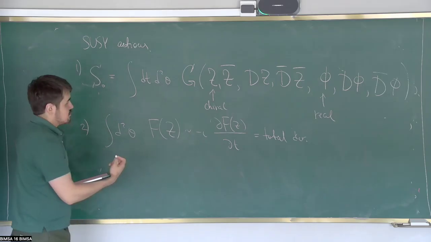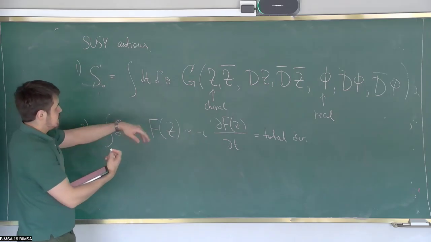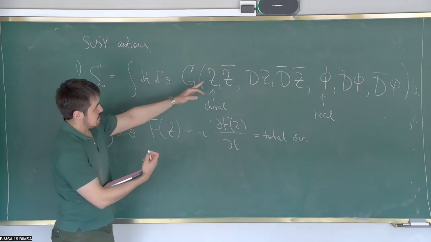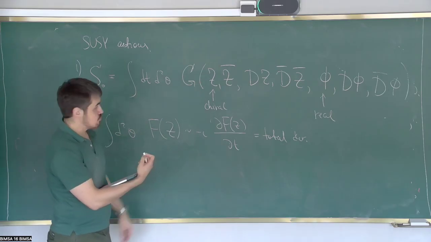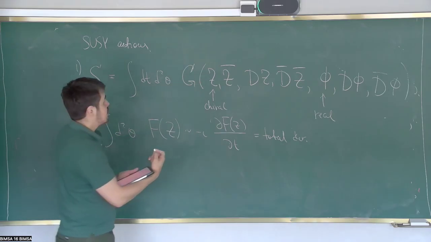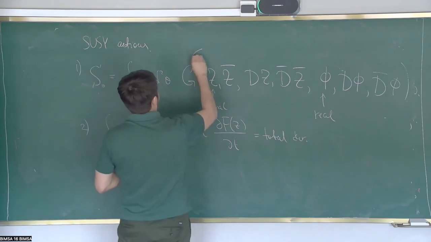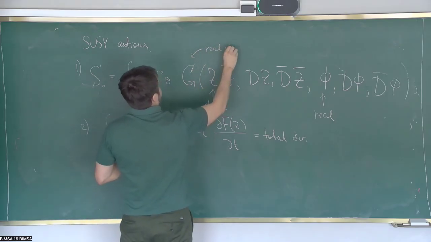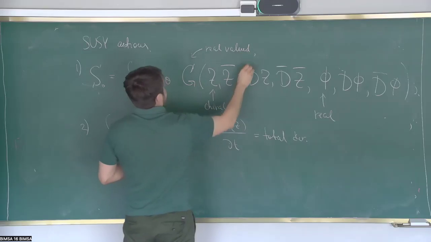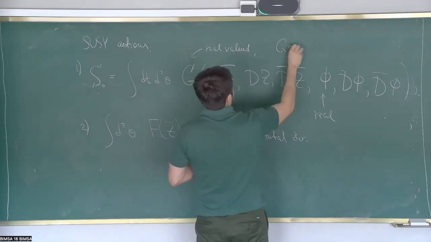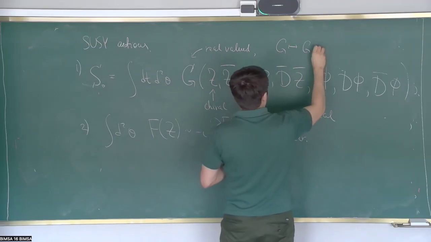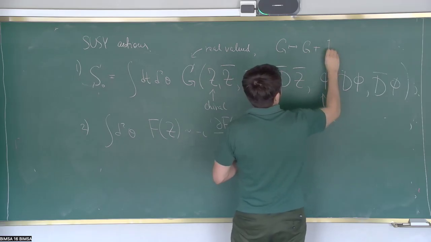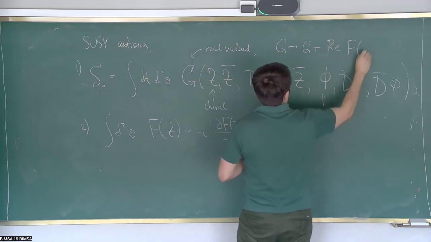The top component is a total derivative, so that means that g is defined up to adding a holomorphic plus anti-holomorphic function. So g should be a real function, real valued function. G is defined up to g plus f of the real part of that.